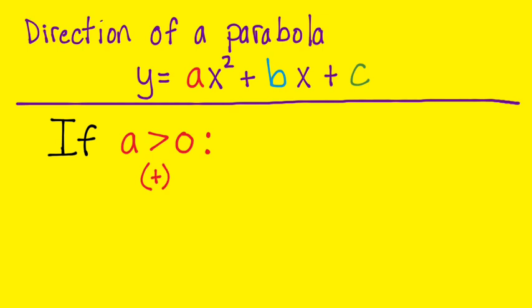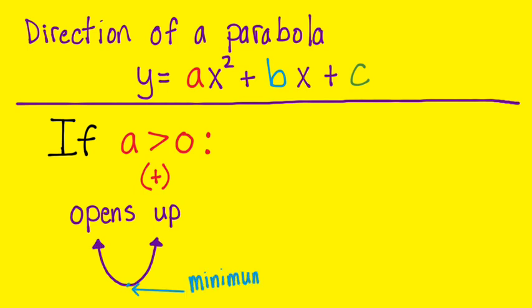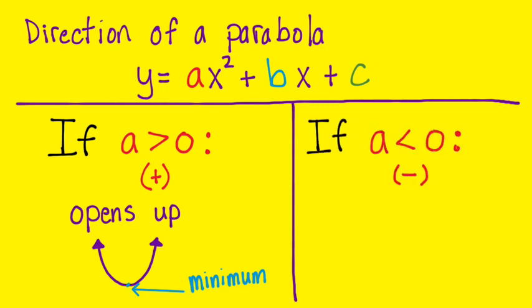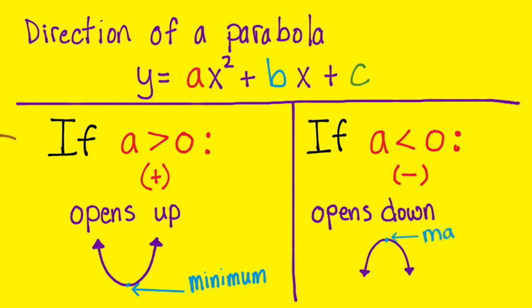So if the A value is bigger than 0, it's positive. It opens up, it makes a smiley face, and it has a minimum of, I'd like to say, a minimum of negativity. It can only go so low, so it has a minimum. But if it has a value less than 0, a negative number, it opens downward, makes a sad face, and it has a maximum amount of positivity, a maximum amount of positive Y values. That's how I like to think of it.